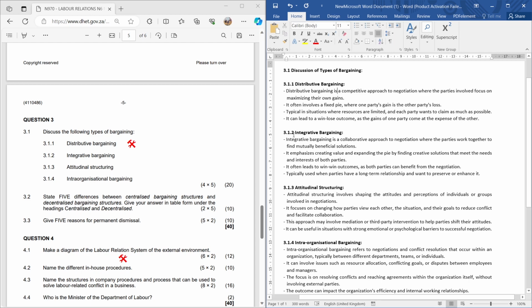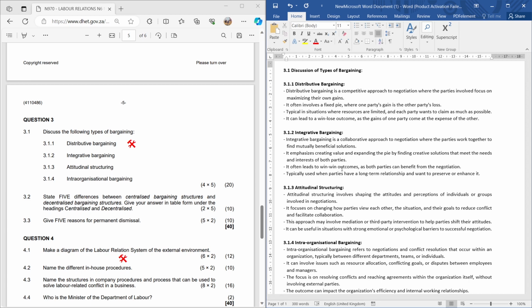Right, so integrative bargaining is a collaborative approach to negotiate where the parties work together to find mutually beneficial solutions. It emphasizes creating value and expanding the pie by finding creative solutions that meet the needs and interests of both parties. It often leads to win-win outcomes as both parties can benefit from the negotiation, and typically used when parties have a long-term relationship and want to preserve or enhance it. Right, so basically this type of bargaining is one that you find between businesses.